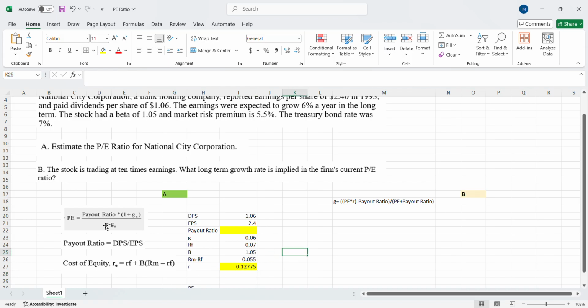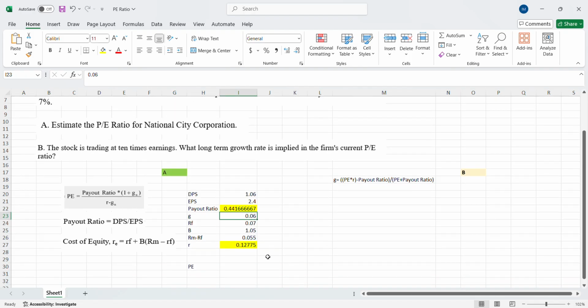Okay, we need payout ratio. For payout ratio, we know the formula, DPS divided by EPS. So we have DPS and EPS. So let's calculate payout ratio. DPS divided, then click on EPS, and thus we have our payout ratio. So in Excel sheet, you can easily calculate all the information you need to get the PE value.